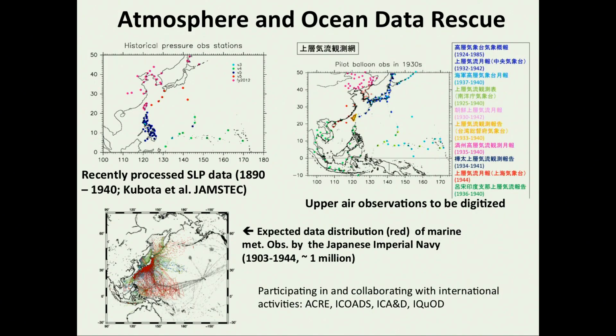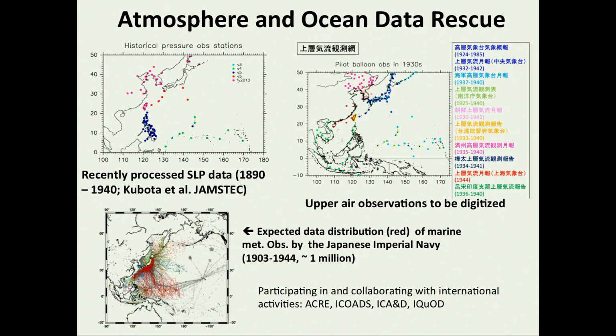We are trying to gather the historical data and do the data rescue, and especially we are gathering data from the Imperial Navy of Japan, who made a lot of observations in the Western Pacific area, so we are collecting and digitizing that data. I'm not joking, but this sort of work may also be important to advance the decadal science. Okay, thank you.